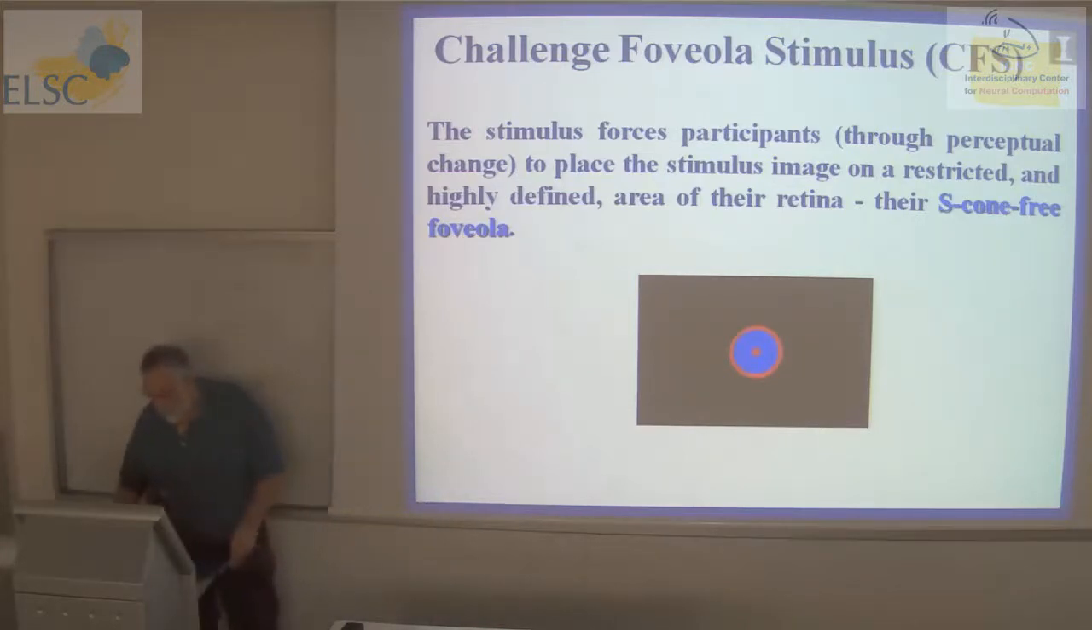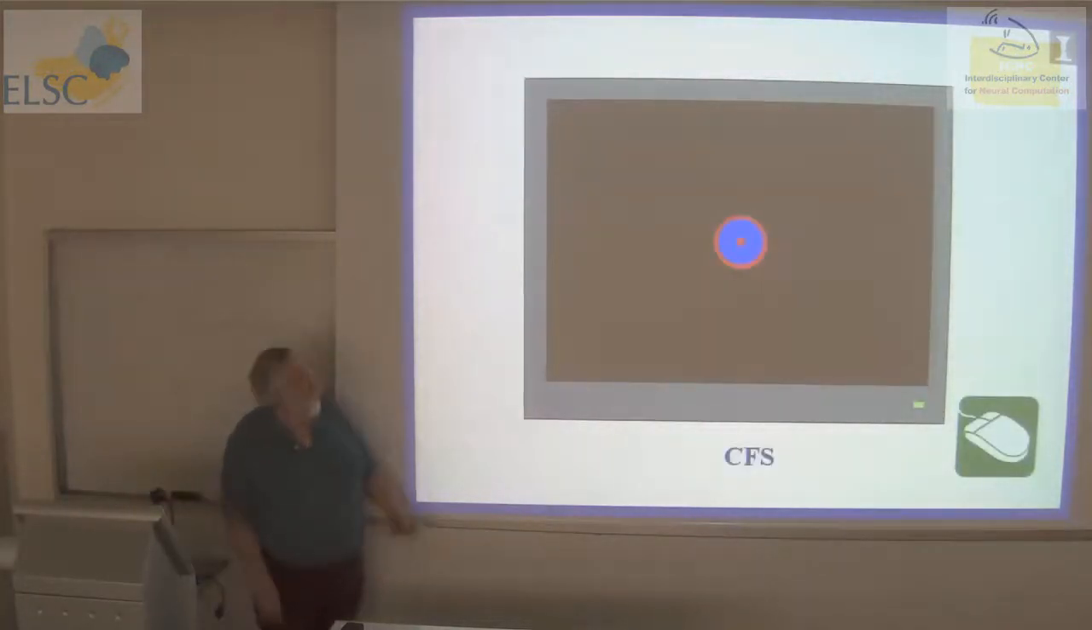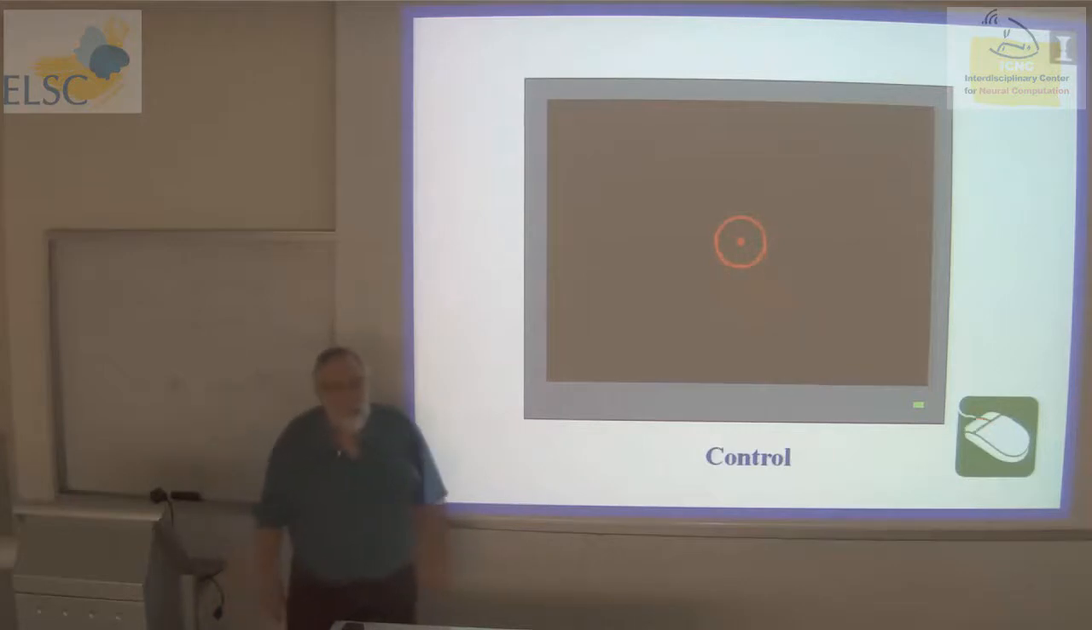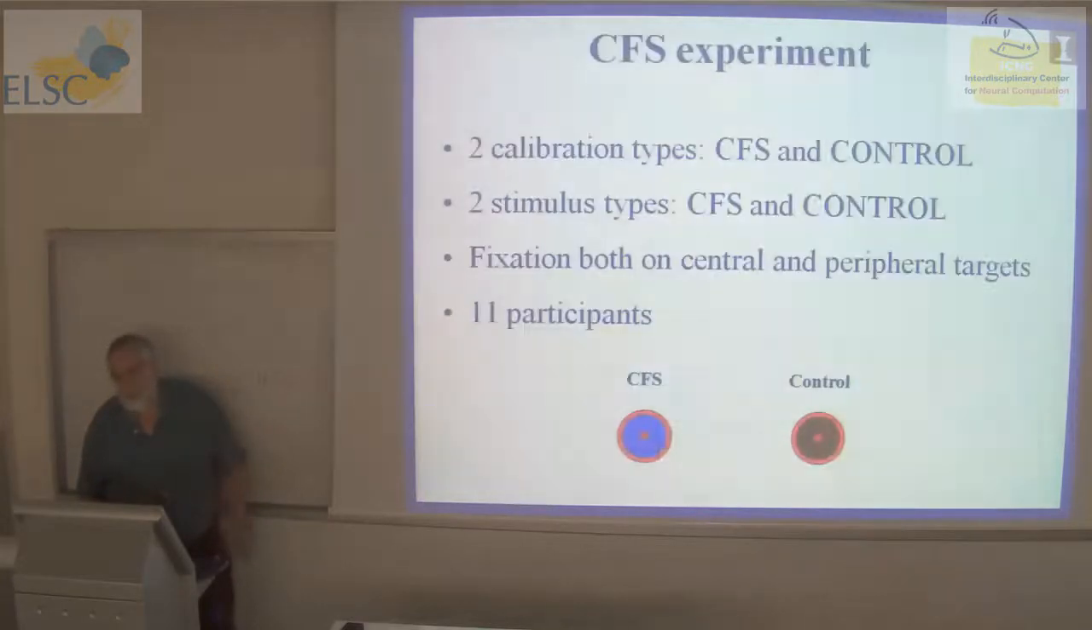It's very short to do, 1 minute, 2 minutes. And we get the size of what we call the challenged fovea stimulus, CFS. And then for this calibration, people looked at the stimulus till it became black. When it became black, they pressed the mouse. And when it returned to blue, they released the mouse. And they did it for a control stimulus, black, when they were sure that they were fixating, or when the blue disappeared.